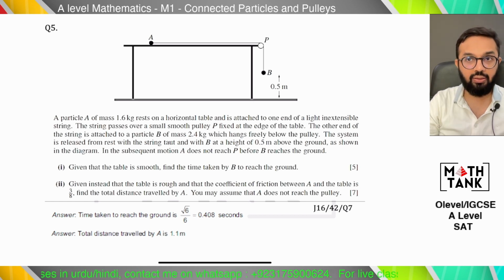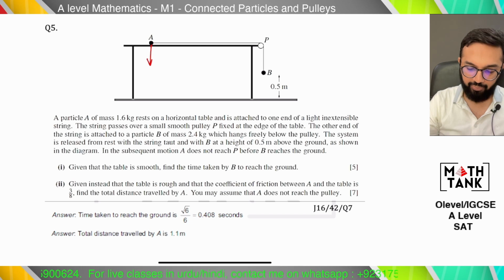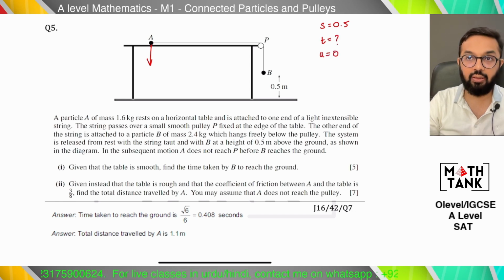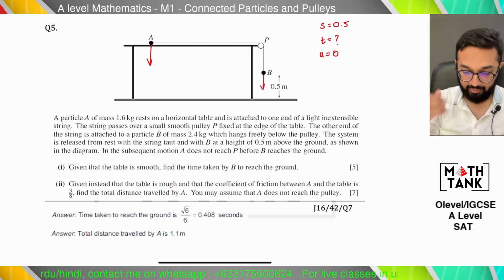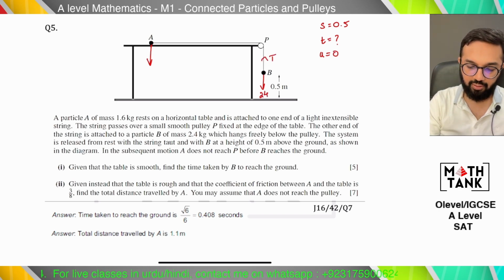Given that the table is smooth, let's first find the time taken for B to reach the ground. So B has to travel a distance of 0.5. I want to find the time. I know that its starting velocity is 0. I will have to draw up the system if I want to find out the acceleration. B is of mass 2.4, so its weight is 24, and A has weight 16.